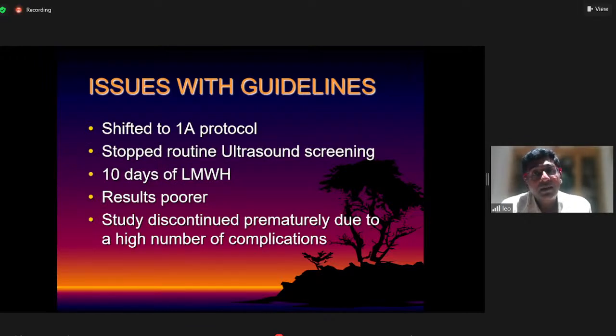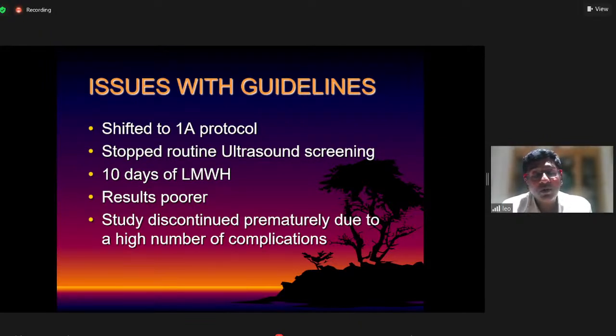However, they said that when they shifted to the 1A protocol, they stopped routine ultrasound screening before discharge. They put their patients on 10 days of low molecular weight heparin and suddenly found that their results were actually poorer.